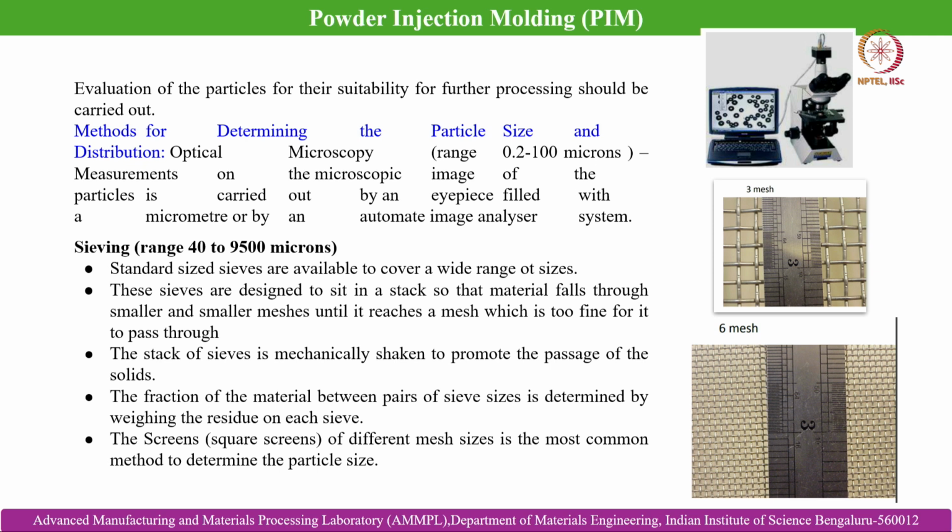So, standard sized sieves are available to cover a wide range of sizes. These sieves are designed to sit in a stack. It is basically a very basic concept. So, assume a cylindrical stack of the sieves, like this is sieve 1, and then at the base of it there is sieve 2.